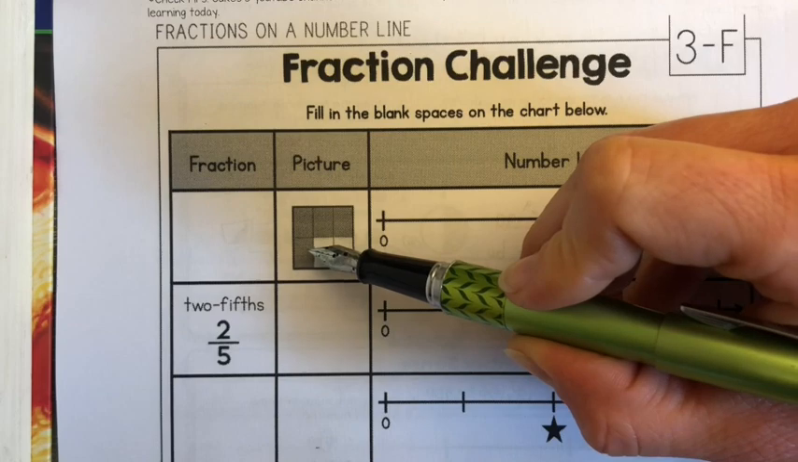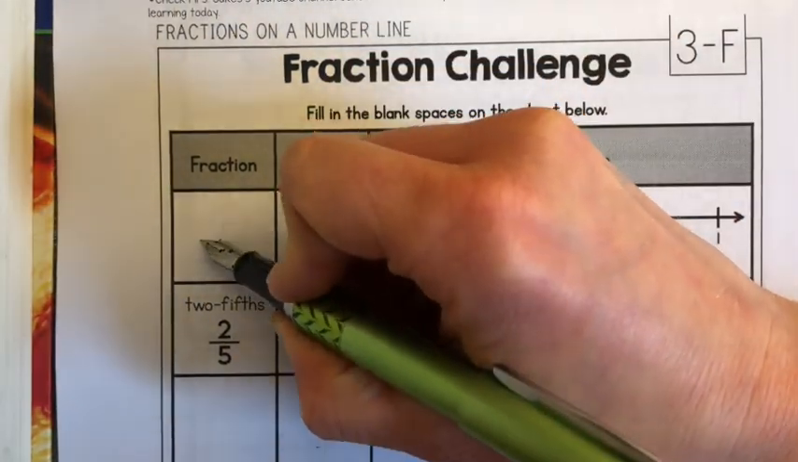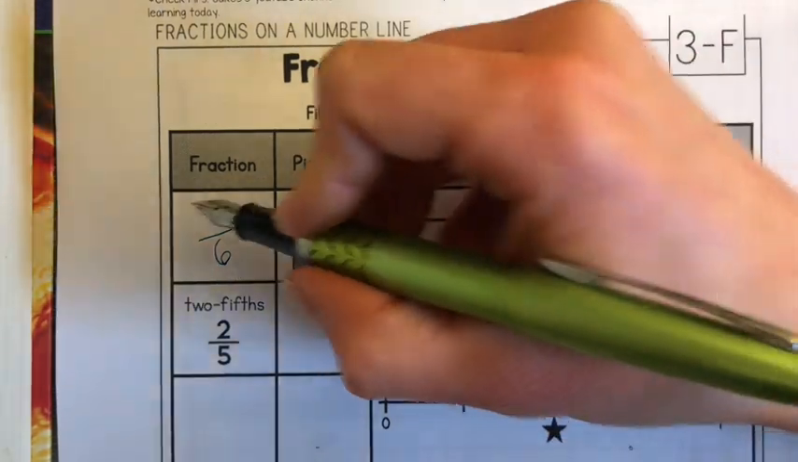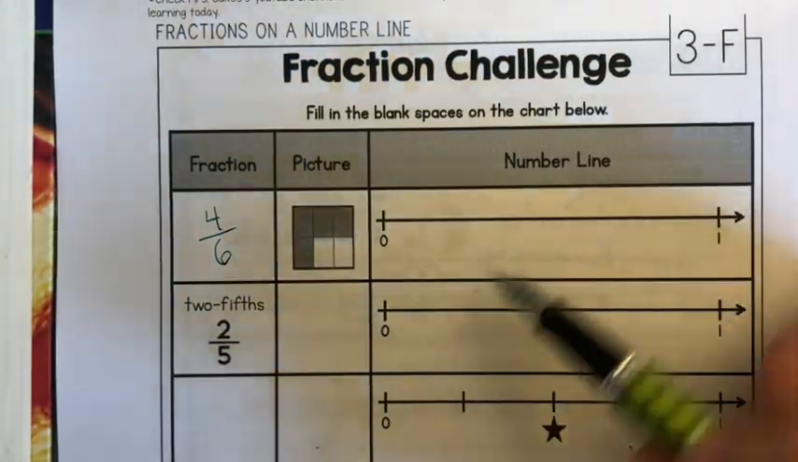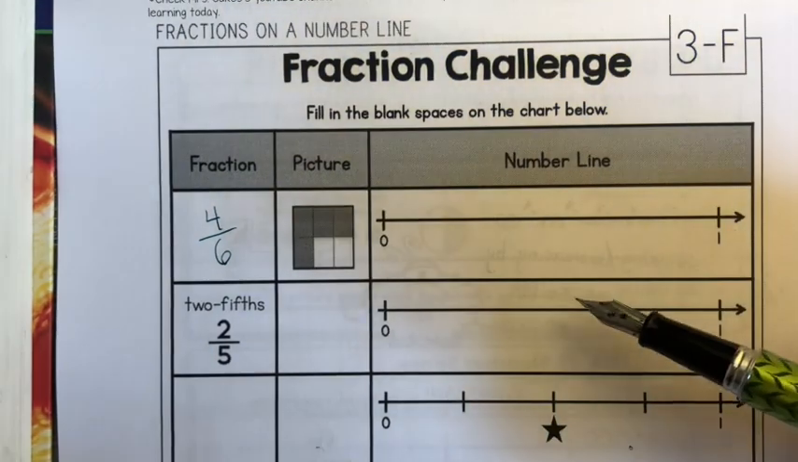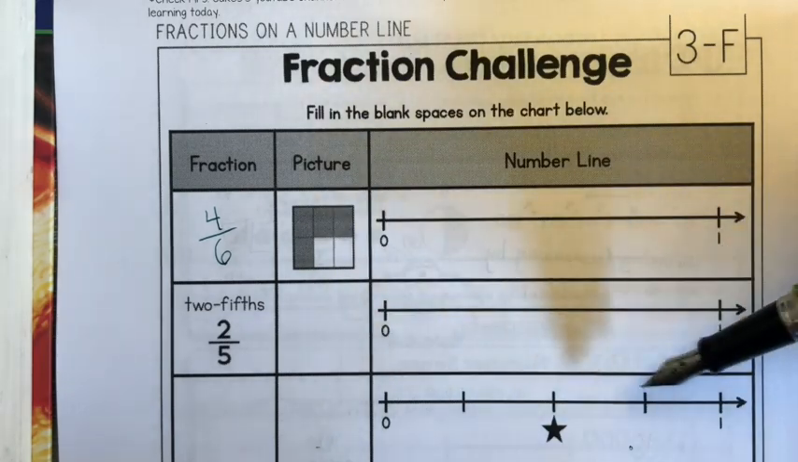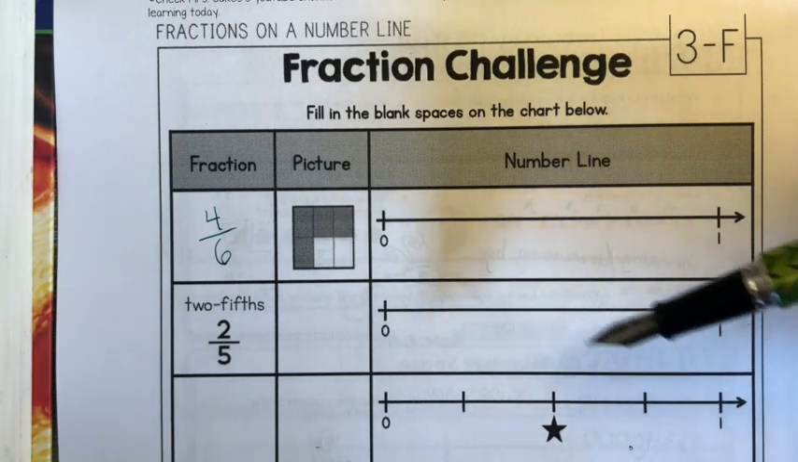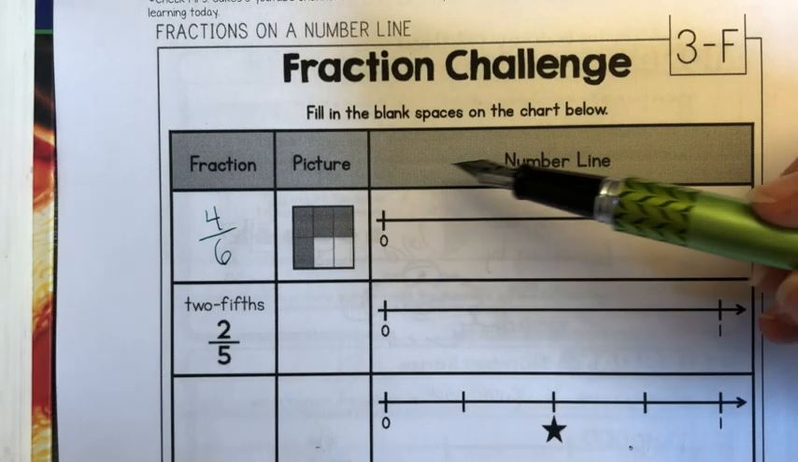So here I know we have 1, 2, 3, 4, 5, 6 pieces. And we have 1, 2, 3, 4 pieces on top. So 4/6 is our number. And then we just have to try and divide our number line into 6 equal pieces. So this is 4. I'm just trying to think of the best way to do that. We need to make 5 dots on our line.